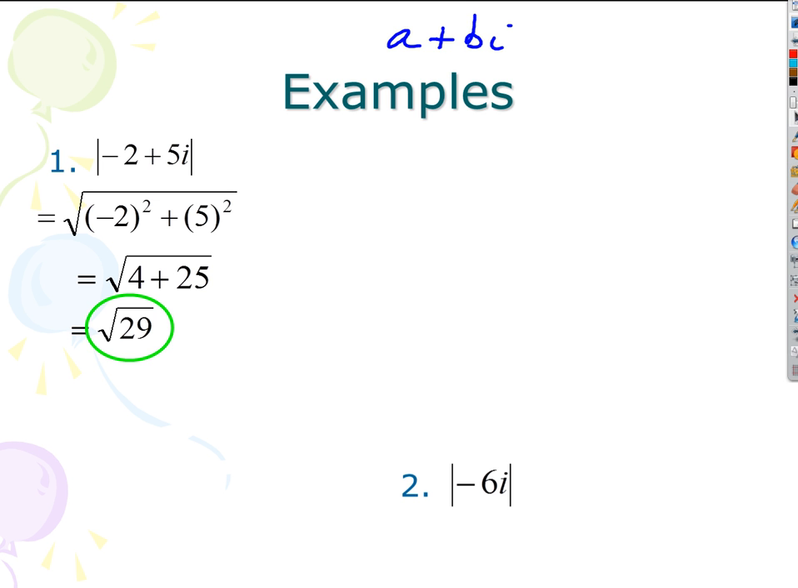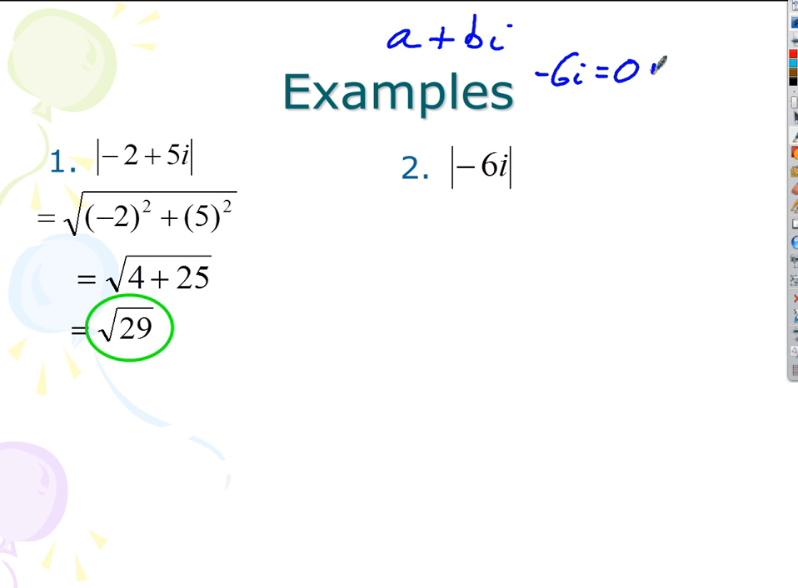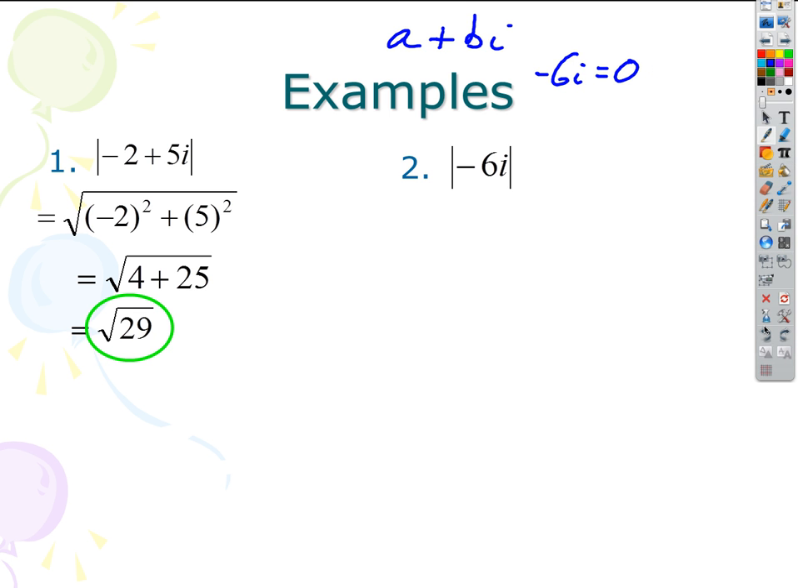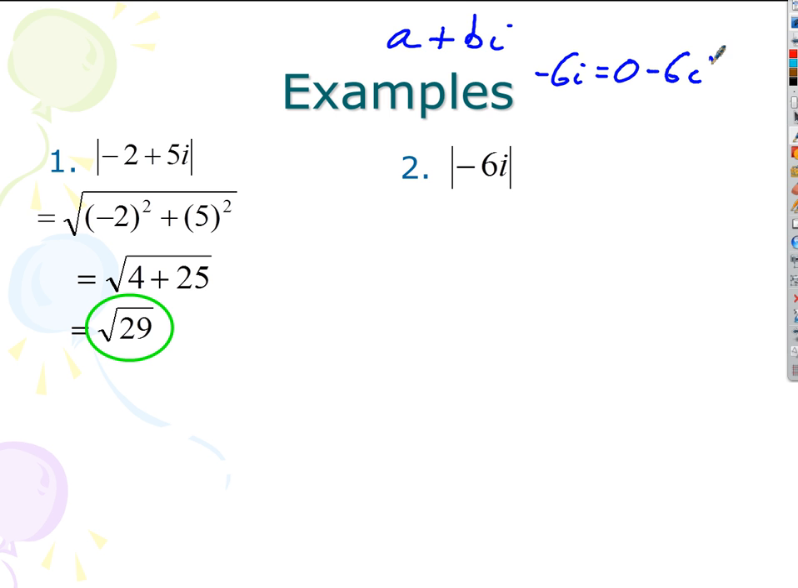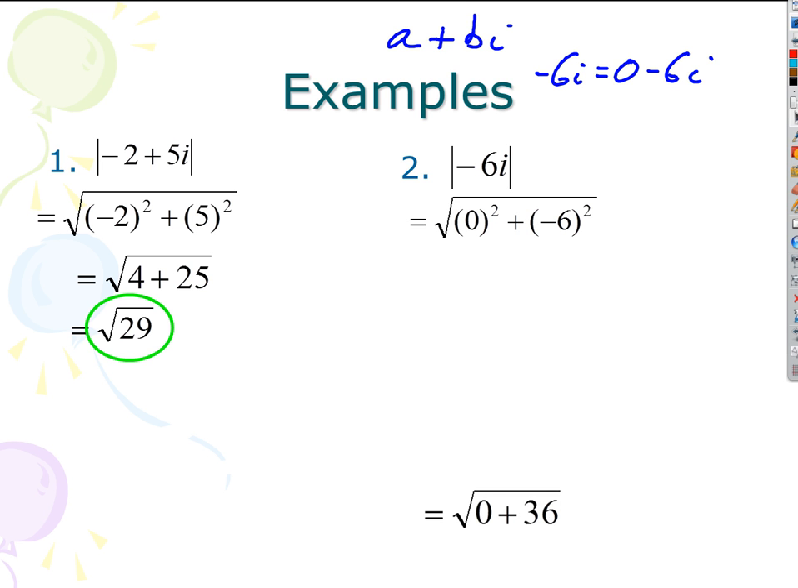What about this one? That looks a little strange. What's a? 0. Yeah, it's 0. It doesn't show up there, so it must be 0, right? This is the same thing as saying -6i is really just 0 minus 6i. Right? Everybody see that? And so if I want to find how far it is from the origin, I just have the square root of 0 squared plus -6 squared. Well, what's that? 36. Square root of 36 is 6.